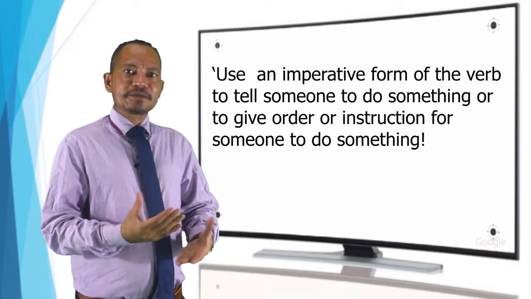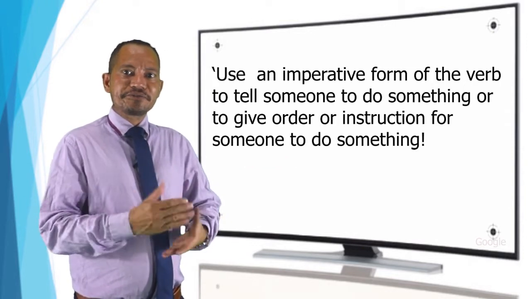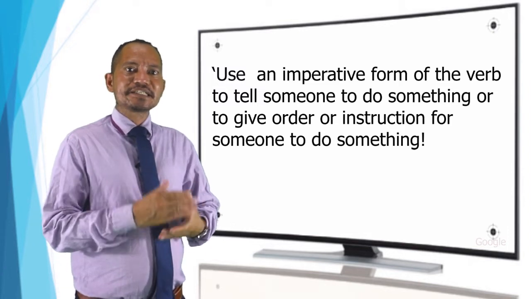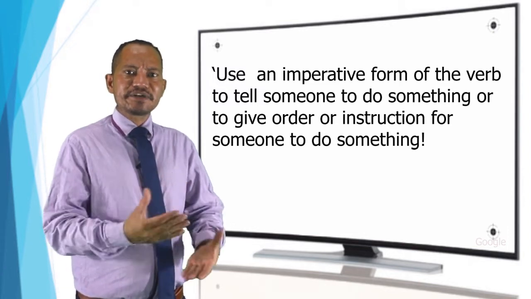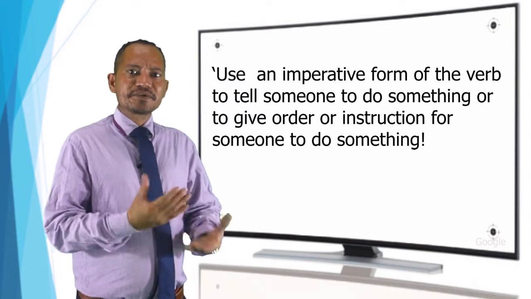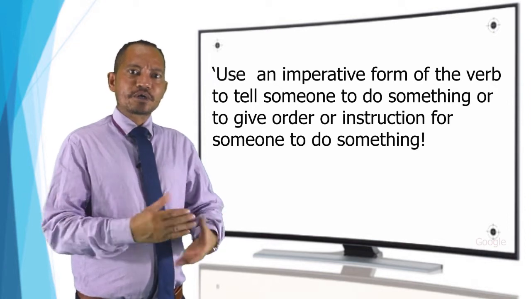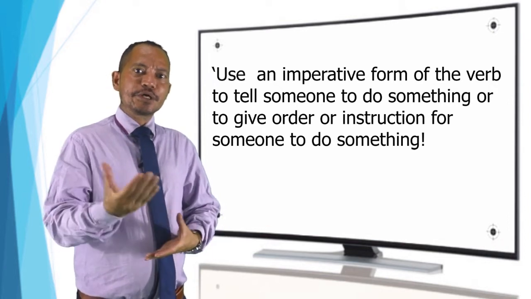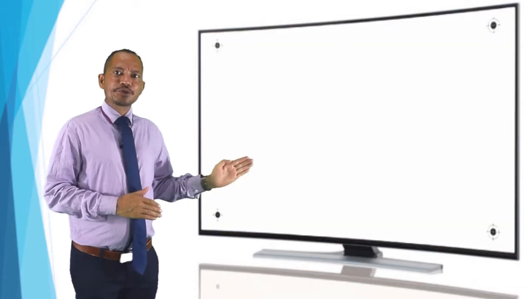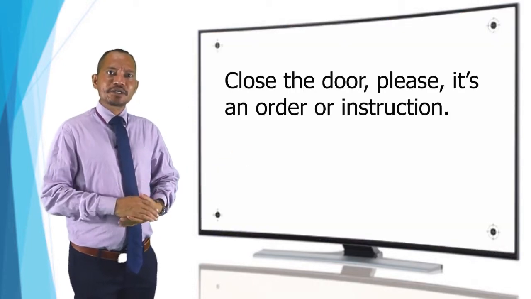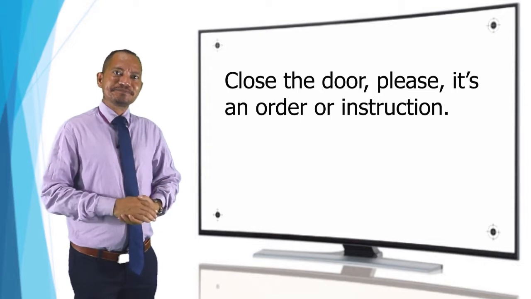In this particular sentence, we use an imperative form of the verb to tell someone to do something, or basically to give an order or instruction for someone to do something, in this case, to close the door, please. Close the door, please. Imagine you saw someone walk into your house and then you saw that the person left the door open. You then ordered the person, close the door, please. It's an order or it's an instruction.